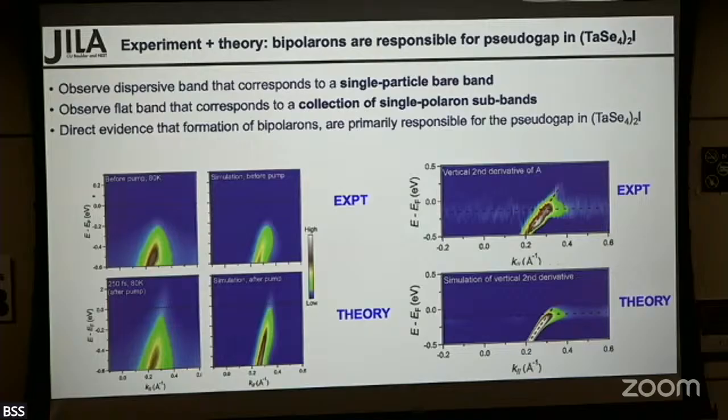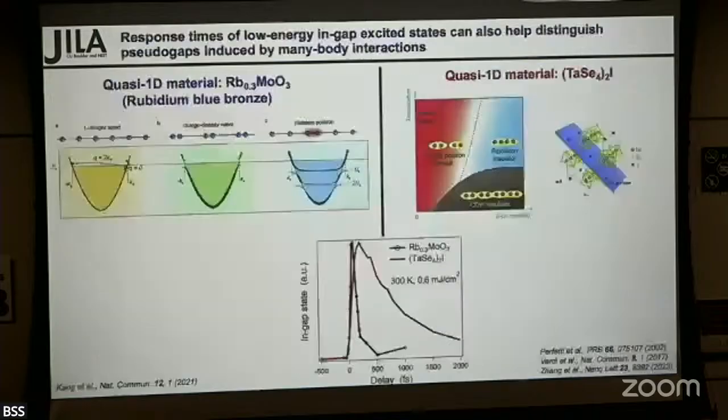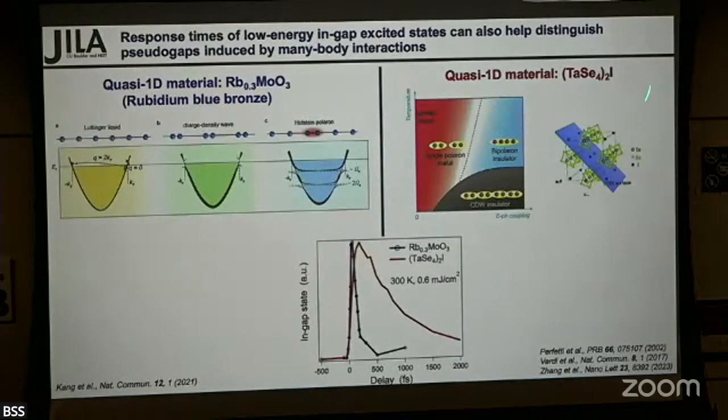And this is just showing the characteristic single polaron and dispersive states that agree really well with the bipolaron ground state. Now we did also do the old approach of looking at the response time, and sure enough, in this TSI material that we now have assigned to a bipolaron bound state, it has a very slow rise time for the in-gap states and a very slow decay time, which is what you expect if it's a lattice distortion.